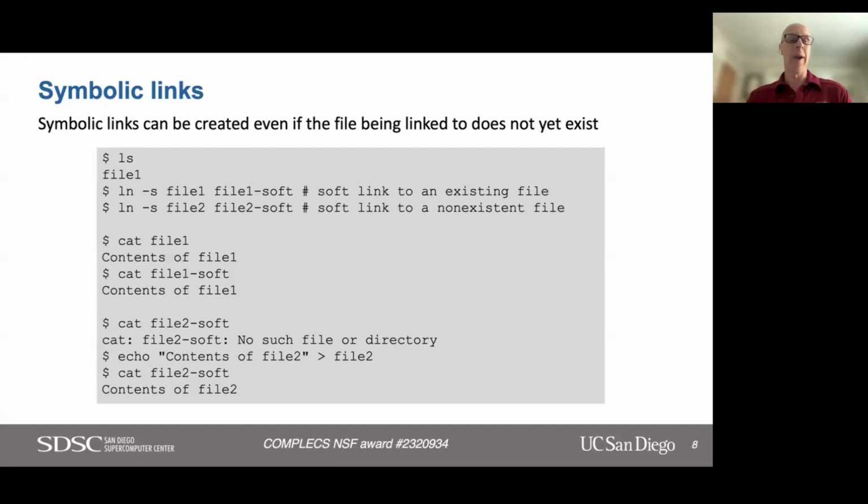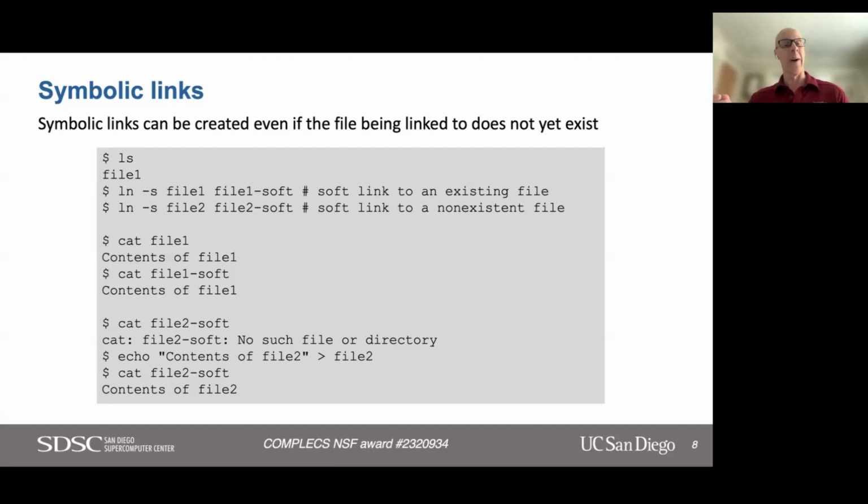So let's say we go into a directory, we execute ls, and we see that it contains a single file called file1. And now I'm going to go ahead and set up a couple of soft links. I'm going to do ln -s file1, and then a symbolic link to that file called file1-soft. So this is going to be a soft link to an existing file. Then we're going to create another one, but to a file that doesn't yet exist. ln -s file2 file2-soft.